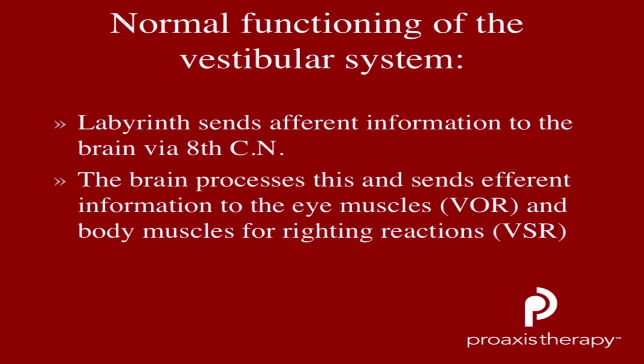So normally, how the vestibular system functions, like I said, don't worry about these fancy names, but the inner ear and the brain get signals that adjust the eyes and the muscles of the body accordingly. So we call the eye information that it gets the vestibular ocular reflex. It's basically a reflex. And the muscles of the body that are the righting reactions, the vestibular spinal reflex. Okay?